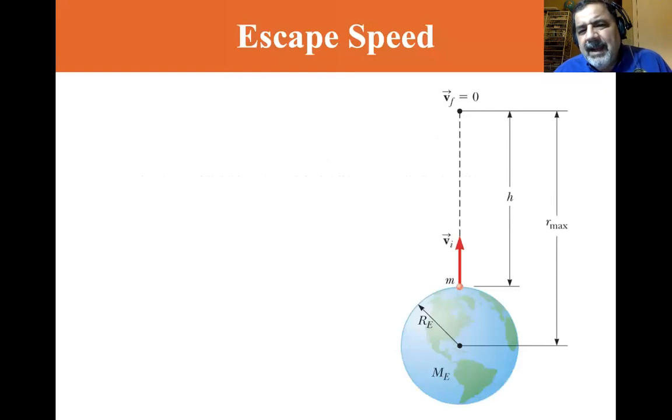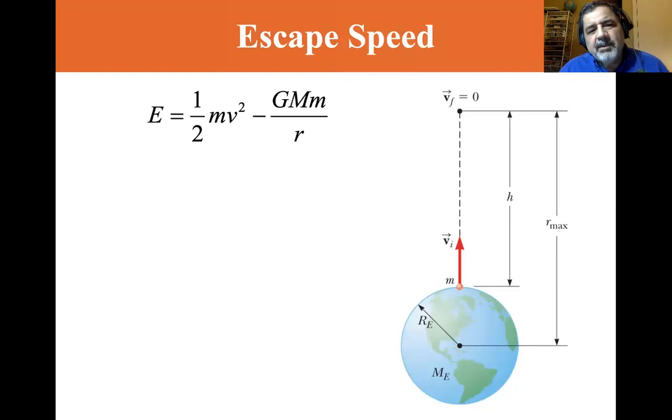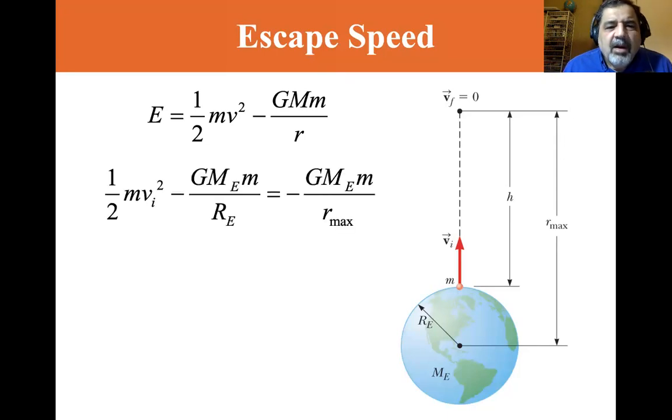And I guess I'll go through escape speed. Let me see if I can remember it. We know that the energy is equal to 1/2 mv squared minus GMm divided by r. So 1/2 m v_i squared minus GMm over R_E, where R_E is the radius of the Earth, equals minus GMm over r max, which is the potential energy.